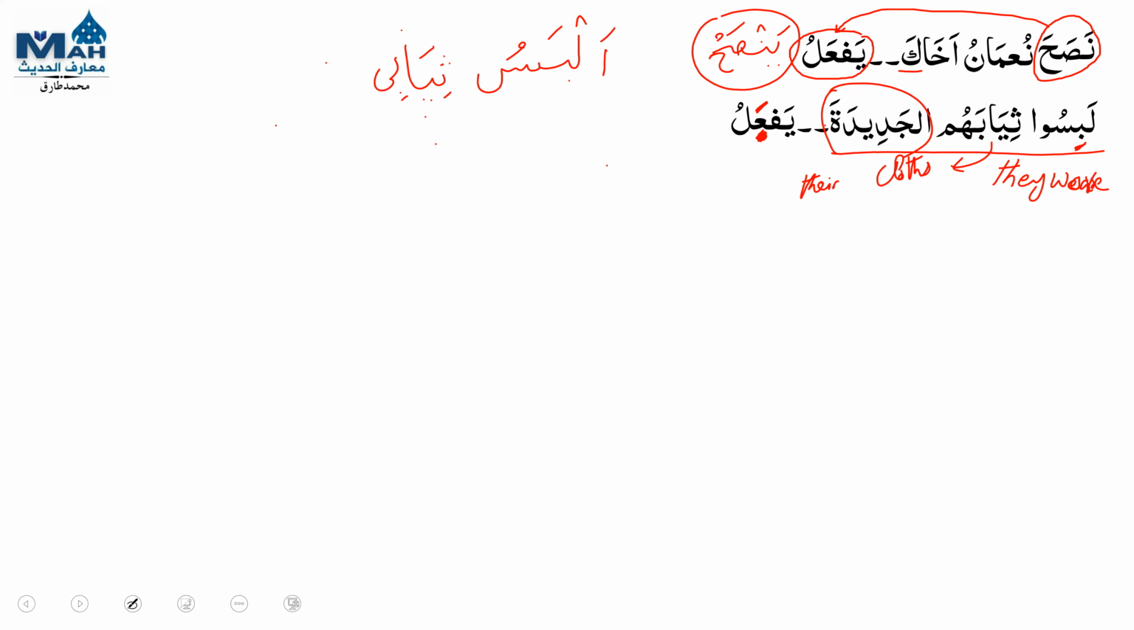Albasu, sir. Albasu thiyabi. I am wearing my clothes. Albasu thiyabi. If I want to say they are wearing, so yalbasuna. They are wearing what, sir? Yalbasuna. They are wearing. Yes, sir. Yalbasuna. Okay, sir.